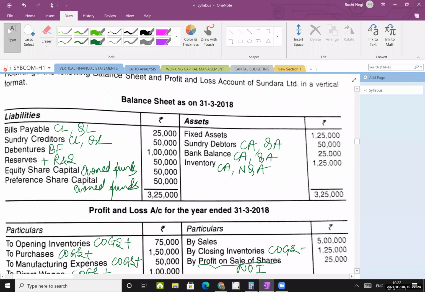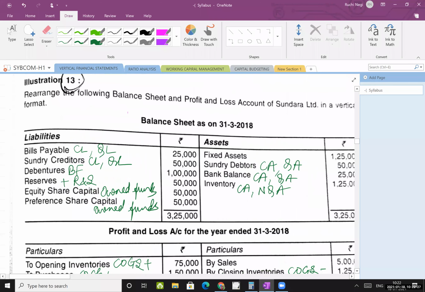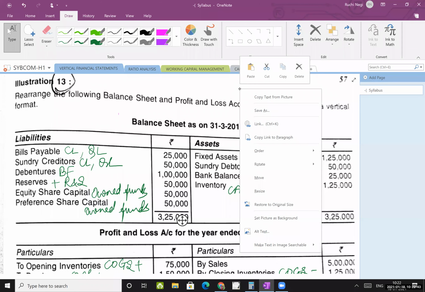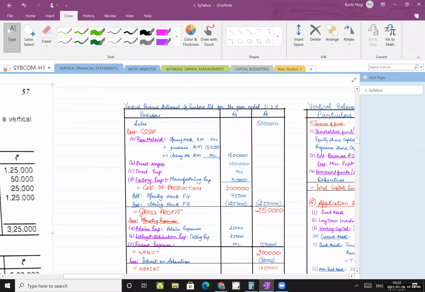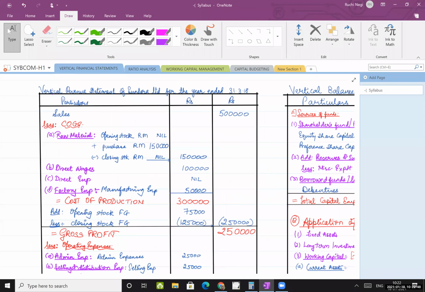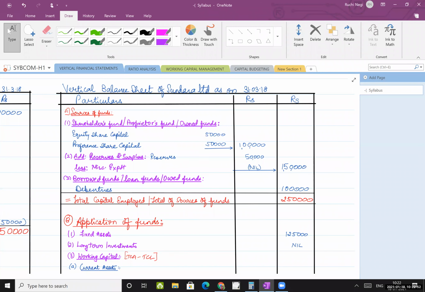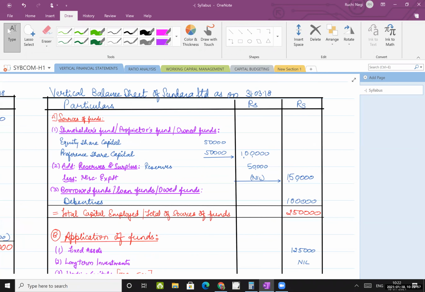Question is clear to everyone. Acknowledge it in the chat box. Is the question clear to everyone? We have to prepare both balance sheet as well as P&L, but in the vertical format. Okay, and information of both are given. You can start with a vertical balance sheet, or if you want, you can first make a P&L account. Okay, start.